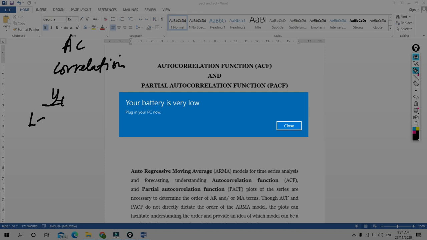Okay, sambung balik, dengar eh? So, hello, dengar ke? Hello, dengar ke?